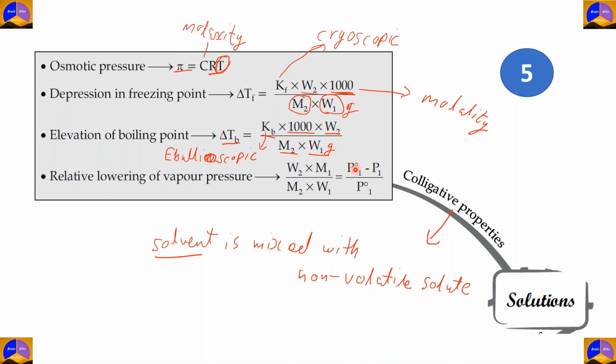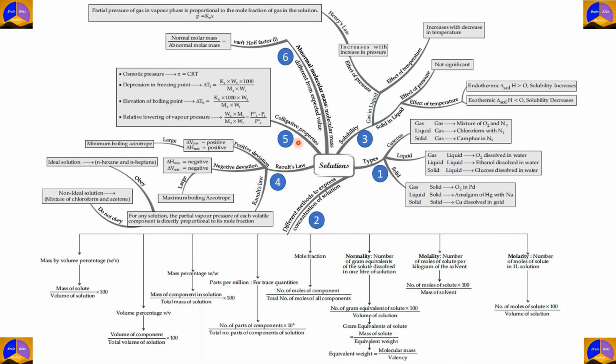The final formula here is P01 minus P1 divided by P01. P01 stands for the partial vapor pressure of the solvent when it's pure. So this is the partial vapor pressure of a pure solvent, and P1 is the partial vapor pressure of the solvent in the solution. And there we've completed colligative properties.